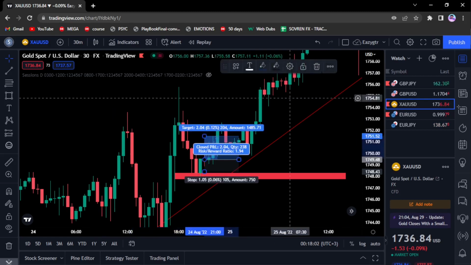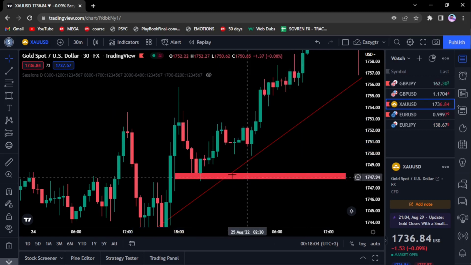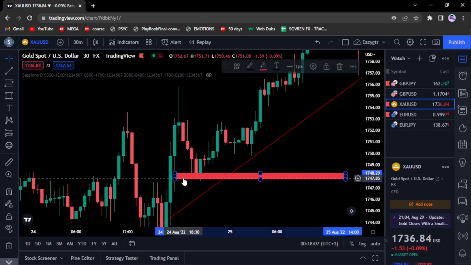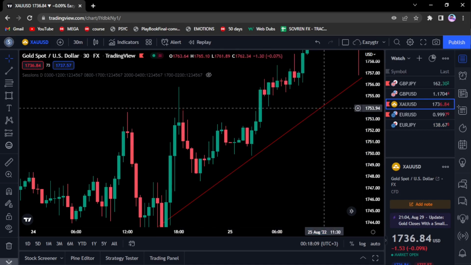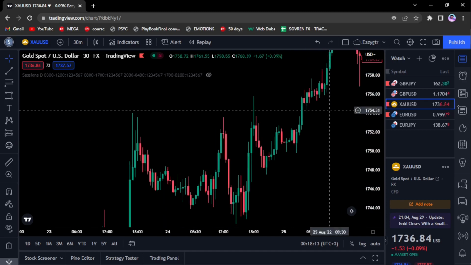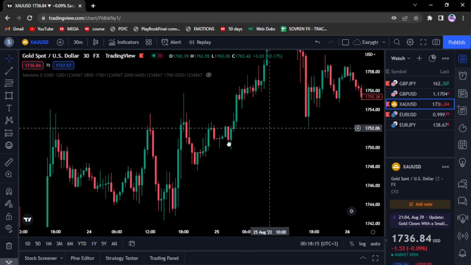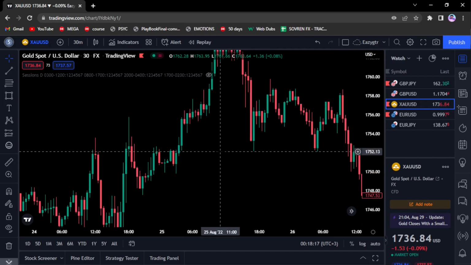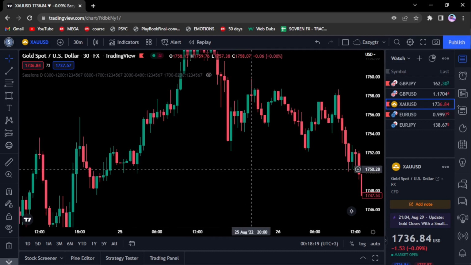Let's look at another example where it didn't work out, so that you can understand why it didn't work out and how you can avoid those instances. It's known as a fake out. I'll also make a full video on how to avoid fake outs and how to trade them, but right now let me just glaze over it so that you can see how fake outs work.